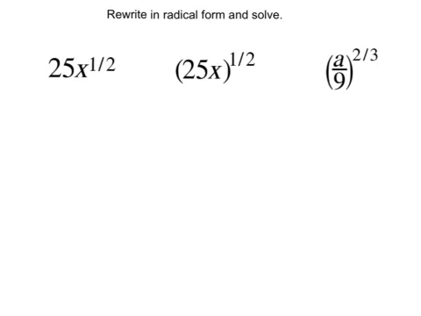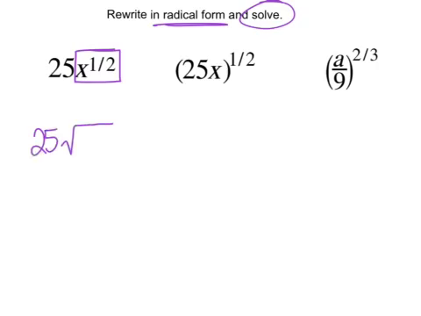Switching it up, we now need to rewrite it in radical form and then solve. So here, notice that 1/2 is only on our x. So 25 is going to be outside. We have a radical. Inside goes an x. The power is 1. We're not going to write it. Index is 2. Don't need to write it. It is simply 25 times the square root of x.